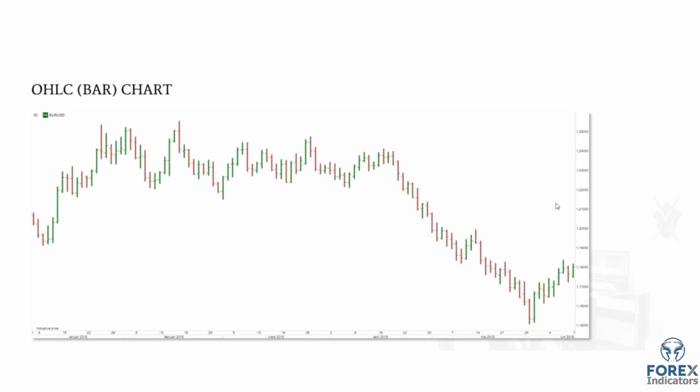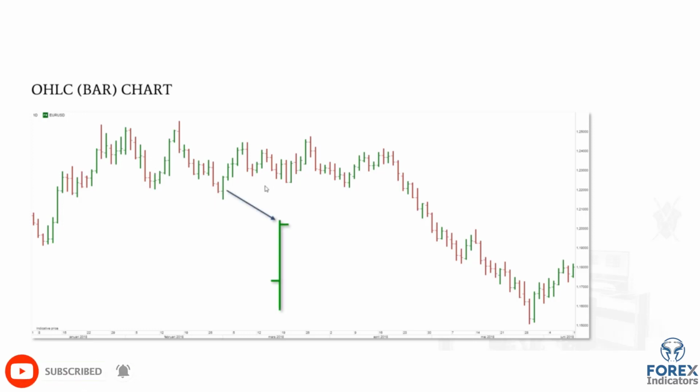The next one in line here is the open, high, low, and close chart, also called the bar chart. It's made up of vertical bars showing the price range of the applicable time frame. So each vertical bar in this chart represents 1 day of price action, simply because it's a daily Euro-US dollar chart. This chart is especially good for aftermarket analysis of historical data.